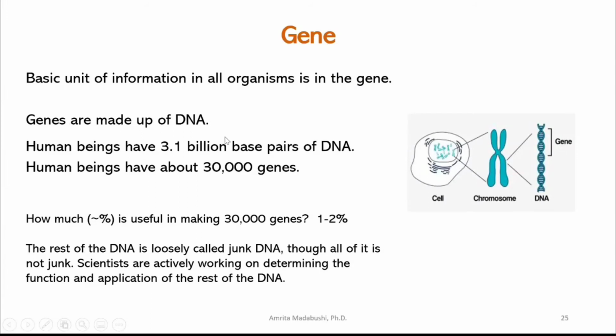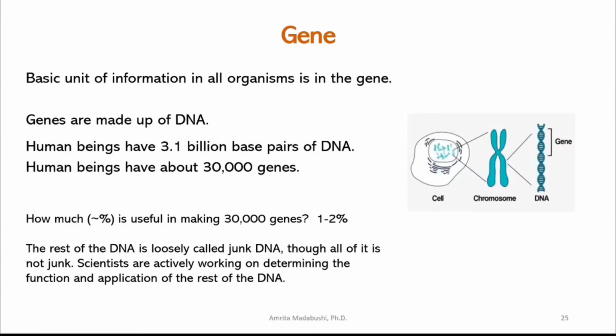Human beings have 3.1 billion base pairs of DNA, and they have about 30,000 genes. How much percentage of DNA is useful in making these genes? You do have lots of DNA, but only 1 to 2% of the DNA that you have is used for making genes. So you might ask me, what about the rest of the 98%? What does it do in the human body? Nothing. We don't know. Maybe it does a lot of things.